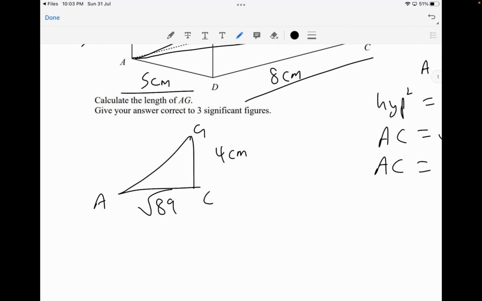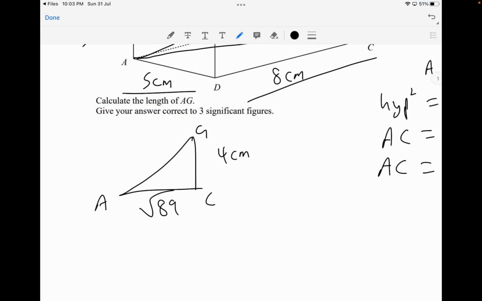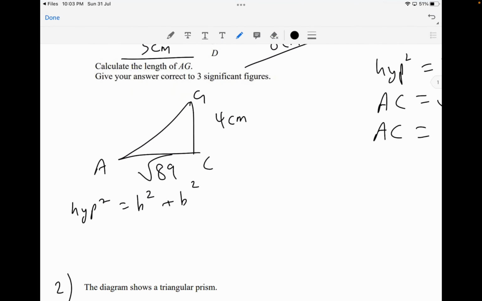In order to find AG, we use the Pythagoras theorem again: hypotenuse squared is equal to the height squared plus the base squared. So you write AG is equal to the square root of the height, which is 4 squared, plus the square root of 89, which is also squared.